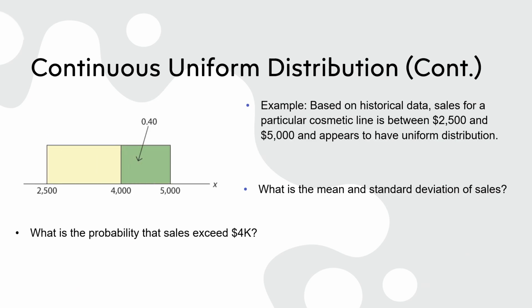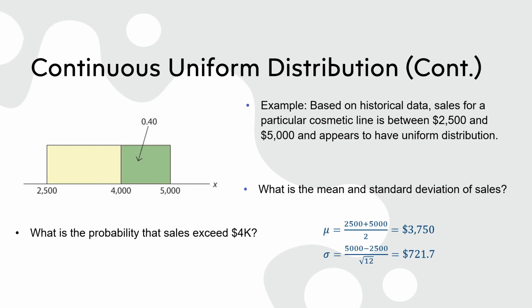Let's go over an example together. Based on historical data, we know sales for a particular cosmetic line are between $2,500 and $5,000 and appear to have a uniform distribution. What is the mean and standard deviation of sales? What is the probability that sales exceed $4,000? Please pause the video here to take a moment and try answering these questions on your own.